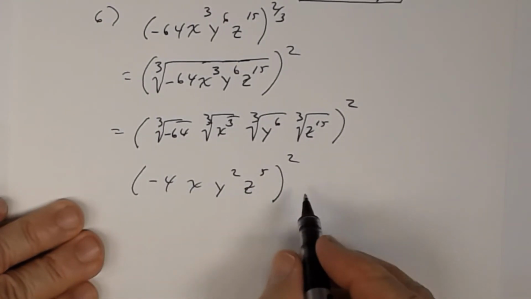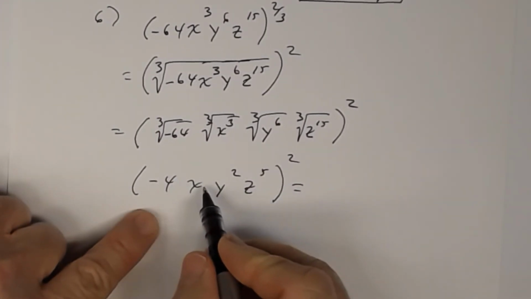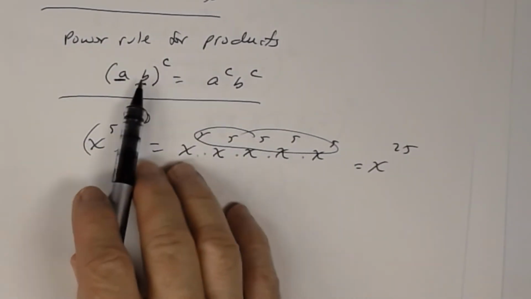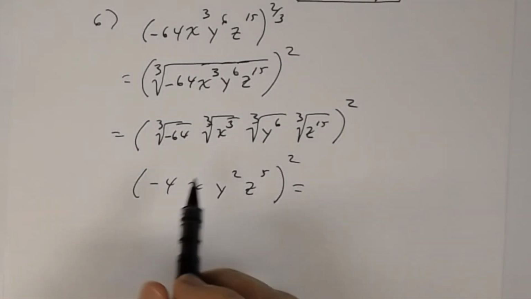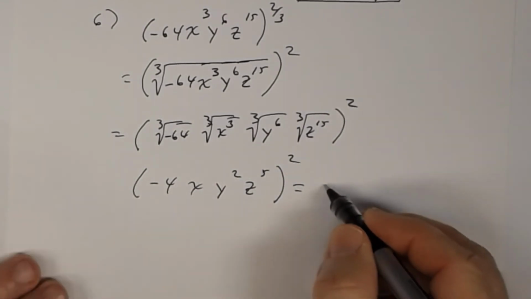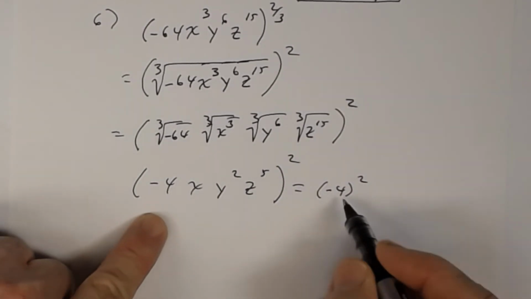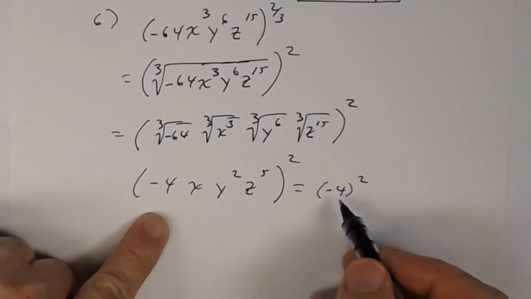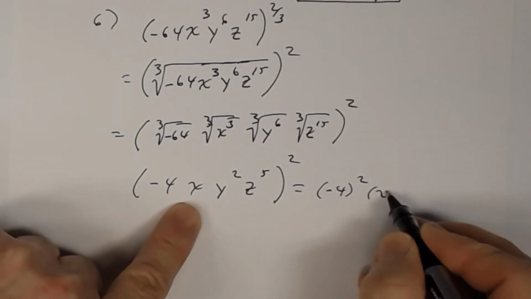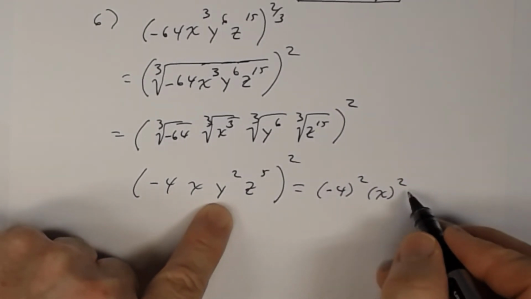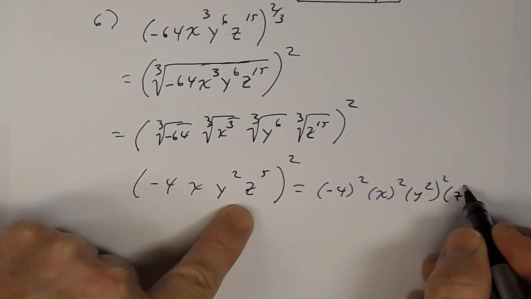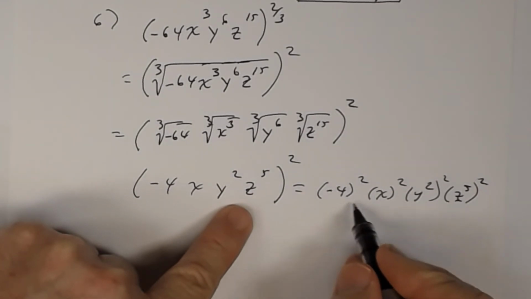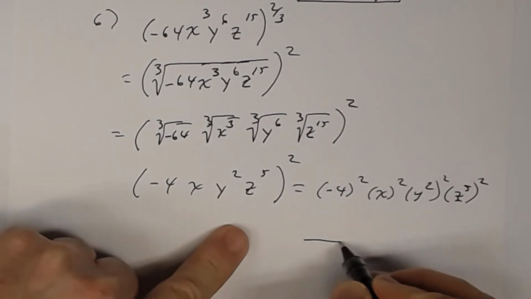One more step and you're almost done. So then we're going to take each of these. Again, we're using the power rule for products to take each factor and raise it to the second power. And so we're going to take negative 4, raise it to the second power. Now be careful, put that in parentheses, because any negative number raised to an even power is going to be positive. We take x, raise to the second power, take y squared, raise to the second power, and then take z to the fifth, raise to the second power. And I'll simplify each of those, and that'll be your final answer.